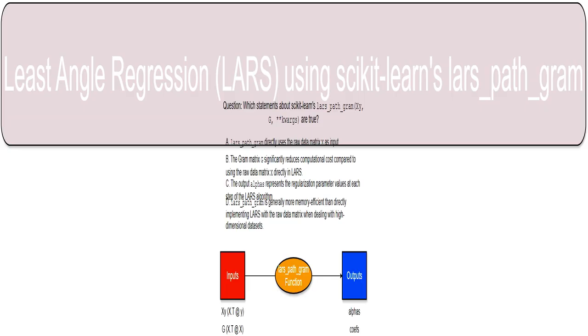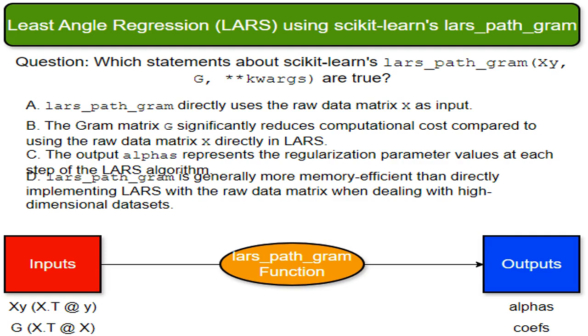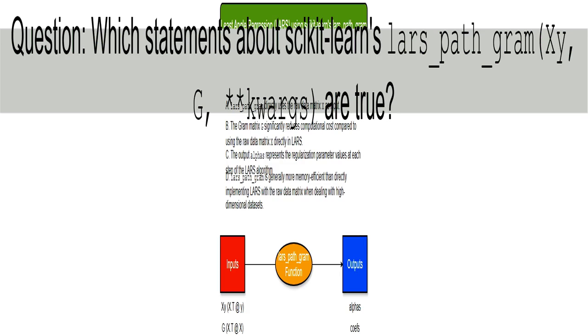I'm asking you to pick the true statements about lars_path_gram, focusing on whether it uses raw data, its computational cost, output, alphas, and memory efficiency. This is the main topic. I'm using scikit-learn, a popular Python library, to perform a least angle regression. LARS is an algorithm that fits a linear model to my data, step by step, adding variables until it perfectly matches the observations. This statement is false.